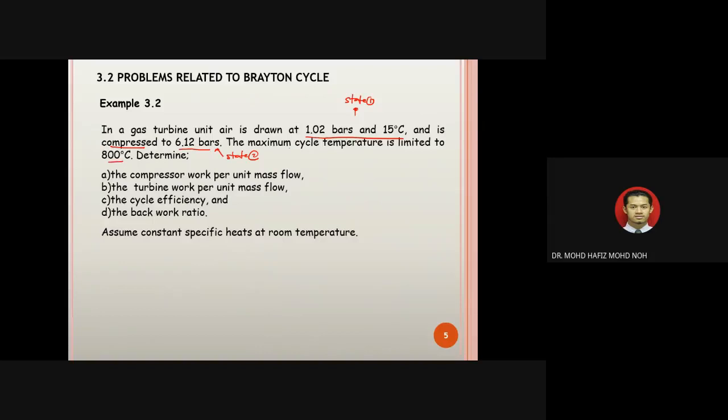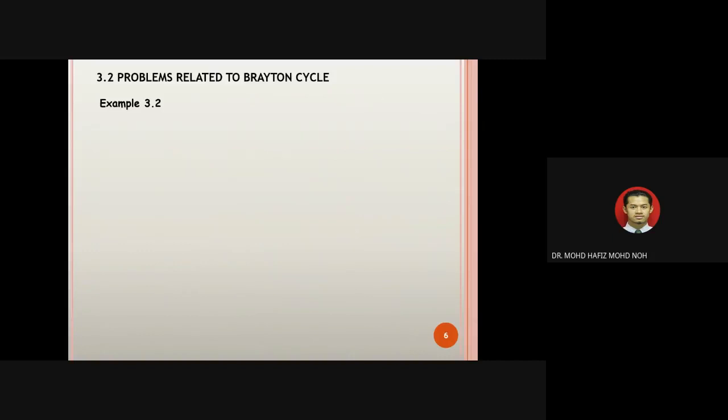The maximum cycle temperature is, if you look into the TS diagram, 1, 2, 3, 4. So the maximum one is 3, right? The highest. So this one is going to be T3. Then you have to calculate all these terms. Right, so example 3.2.